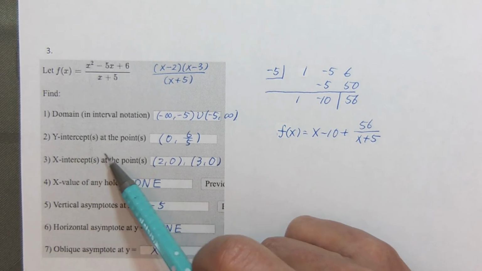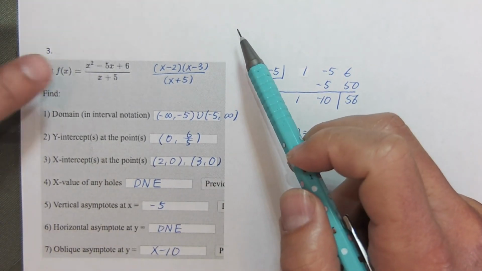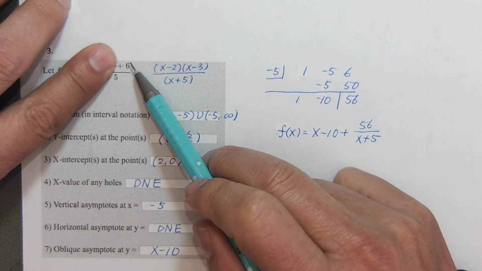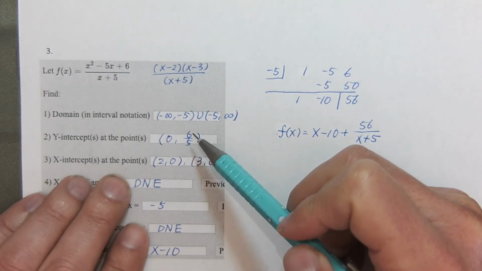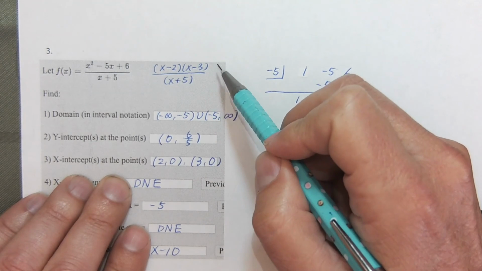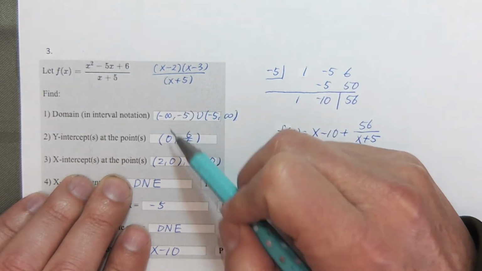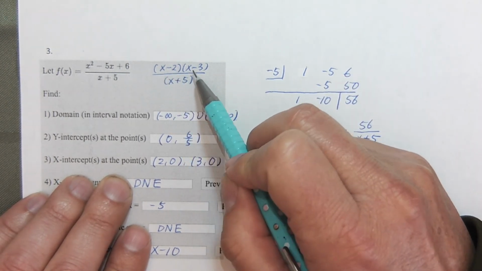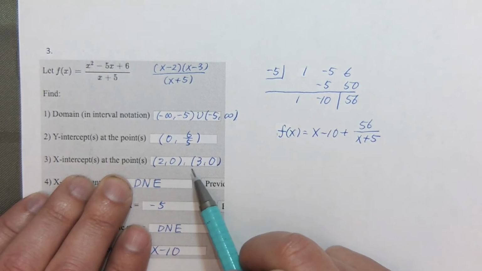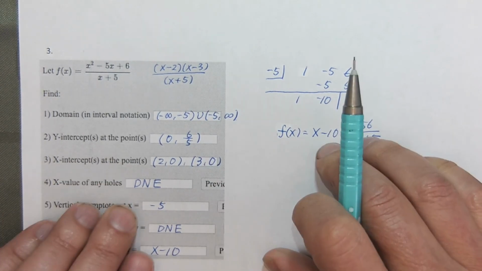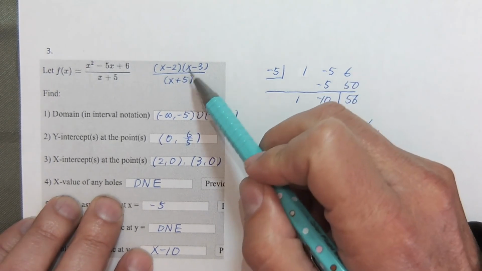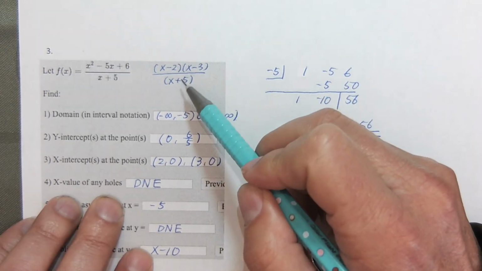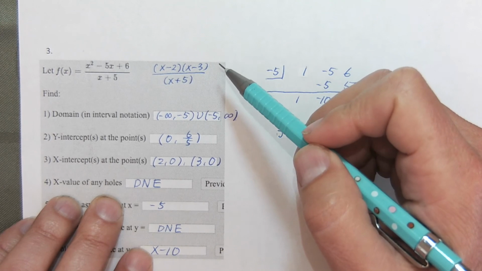The y-intercept, once again, is when x equals 0, and can you see when x equals 0, we get 6 over 5, and that's where that comes from. The x-intercept is basically where the numerator equals 0, and you can see when x equals 2, we get 0, and when x equals 3, we get 0. So there are our 2 zeros, or x-intercepts. Are there any holes? Well, no, not in this case. Nothing reduces out. If it did, then we would have a hole.